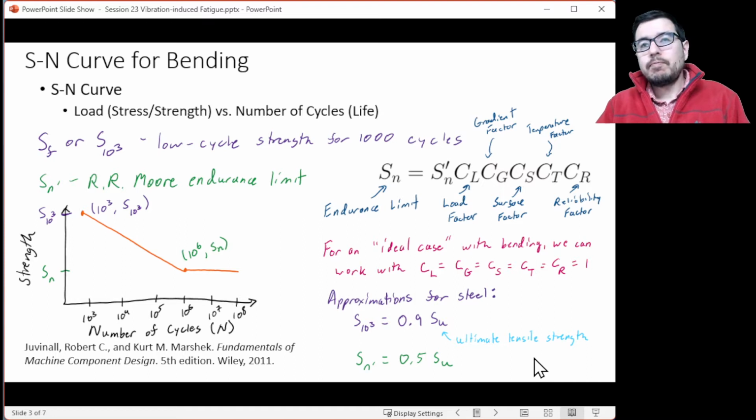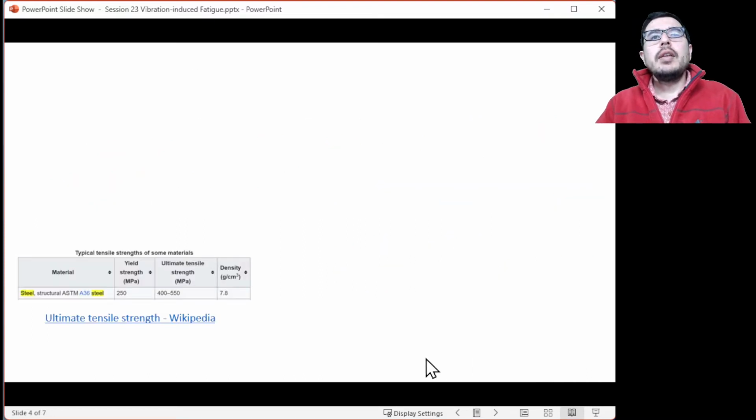Okay? So we're going to do our example using the ultimate tensile strength for structural ASTM A36 steel. The ultimate tensile strength that we're going to specify is going to be 500 megapascals to make things kind of simple.